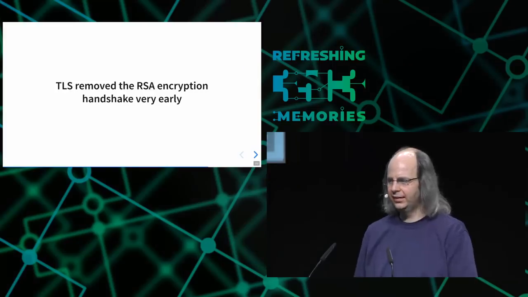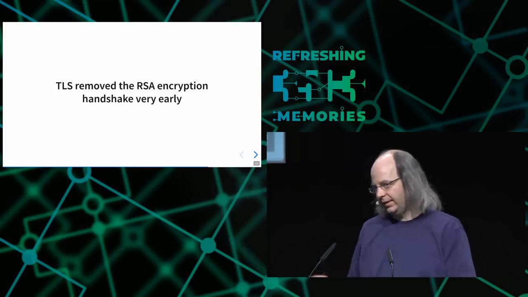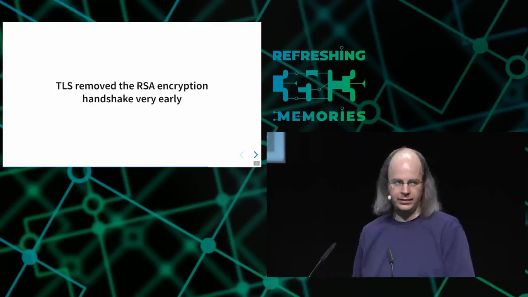Speaking of enterprise environments, one of the very early changes in TLS 1.3 was that it removed the RSA encryption handshake. One reason was that it doesn't have forward secrecy. The other was all these Bleichenbacher attacks that I talked about earlier.